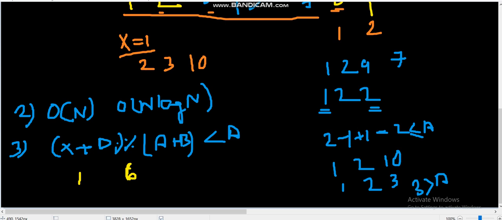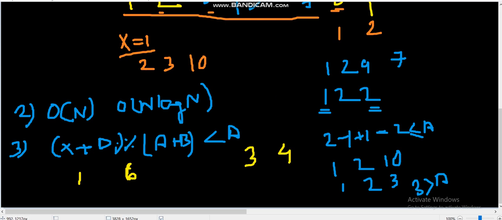Now according to this algorithm, we will have maximum value minus minimum value plus 1. 6 minus 1 plus 1 is greater than our a. Let's consider a as 3, and b as 4. So according to our algorithm our answer is not possible.